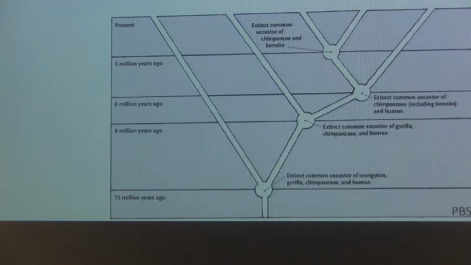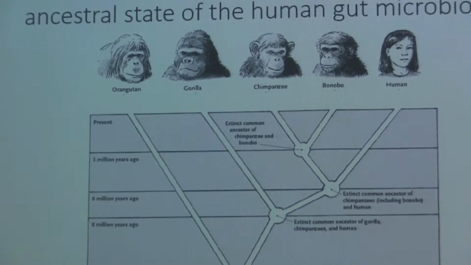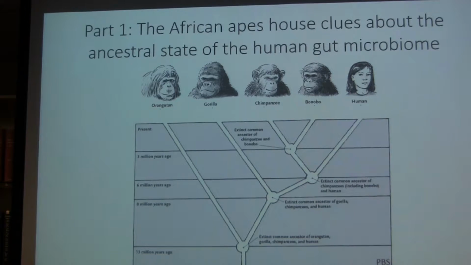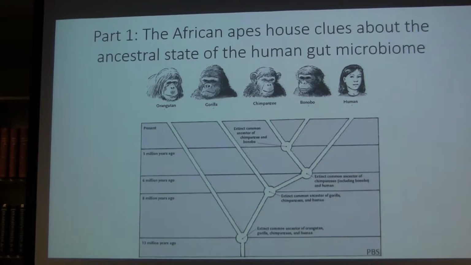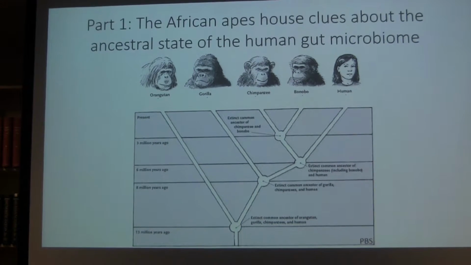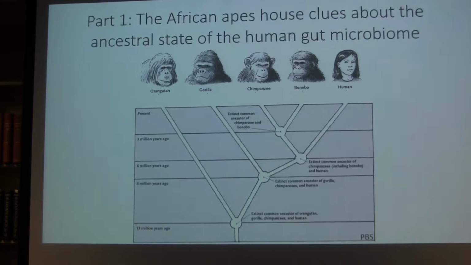So here's the phylogeny of humans and the African apes. And the idea is if we can look in populations of gorillas, chimpanzees, bonobos, and humans, for instance, we can perhaps identify consistent differences in the composition of the gut communities of these different groups, and then using the phylogenetic relatedness of the host, infer the changes in the composition of the gut community that occurred as the host diversified.